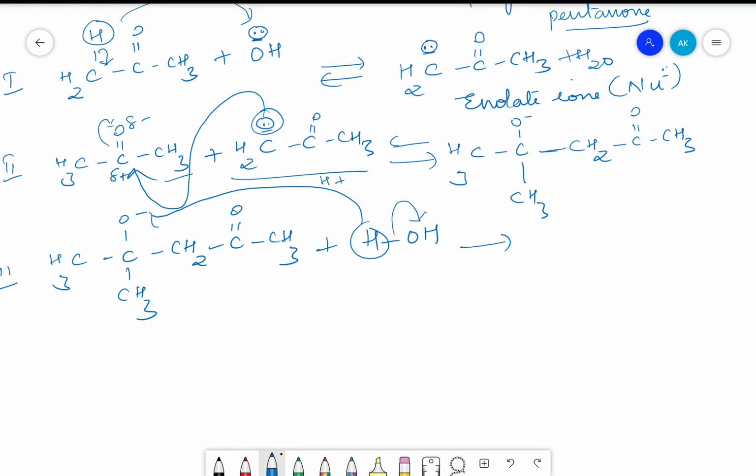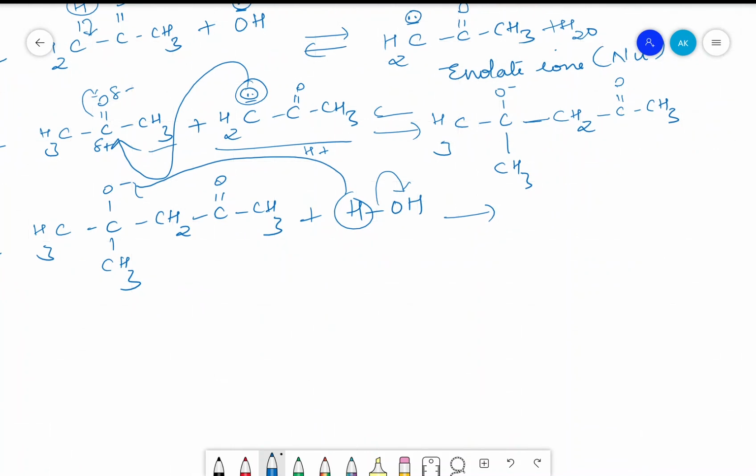This will shift on OH and we are going to get a ketol, that is CH3 COH CH3 CH2 C double bond O CH3, with a base remaining in the reaction. So a new bond is formed between this alpha and beta carbon. This is the new bond formed, and the product is a ketol.